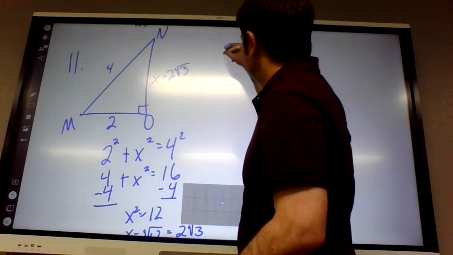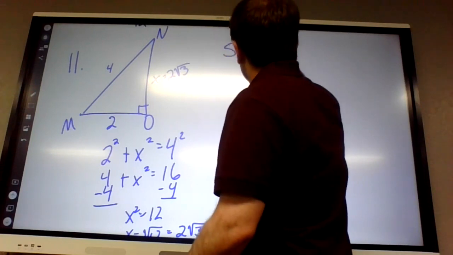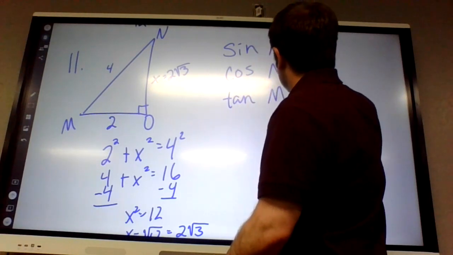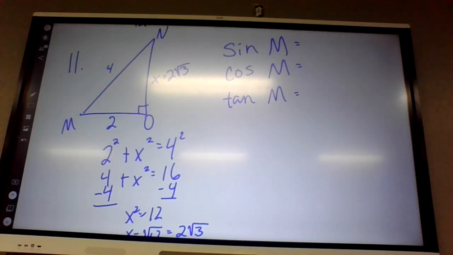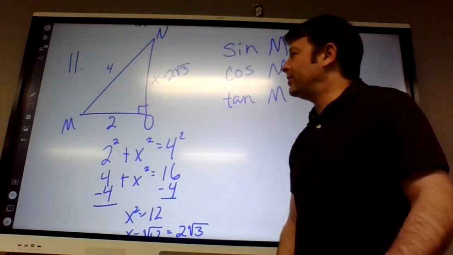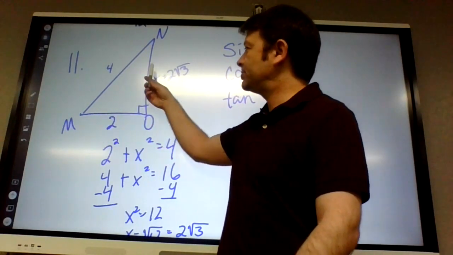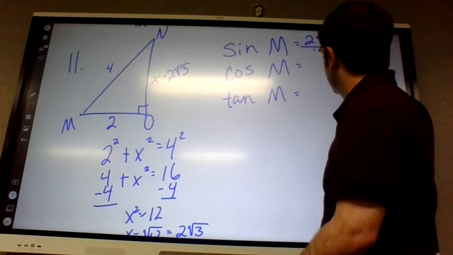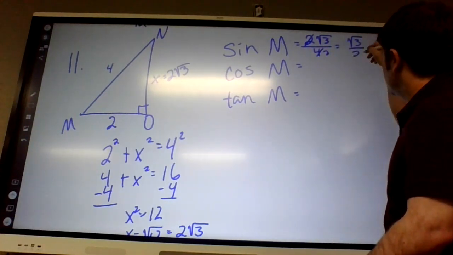Alright, so sine, which angle are we doing? M? You might notice that there's a little bit of a pattern between the odds and evens on your answers. Okay, anyway, sine of M should give us the opposite over hypotenuse. So opposite 2 square root of 3 over 4, those reduce to square root of 3 over 2.